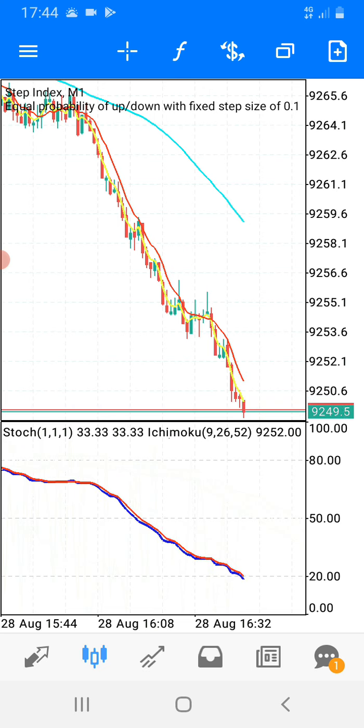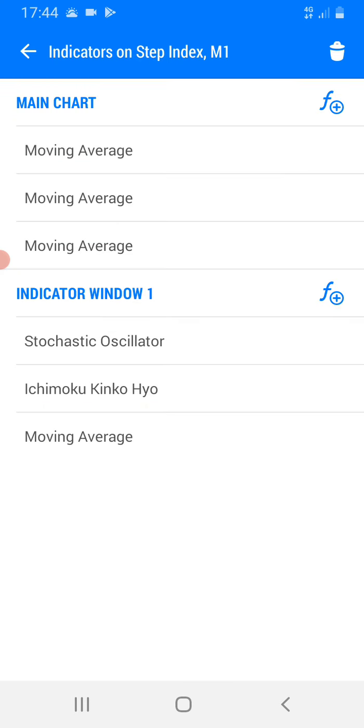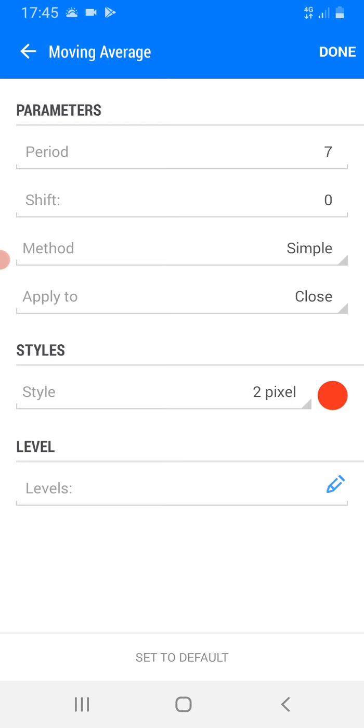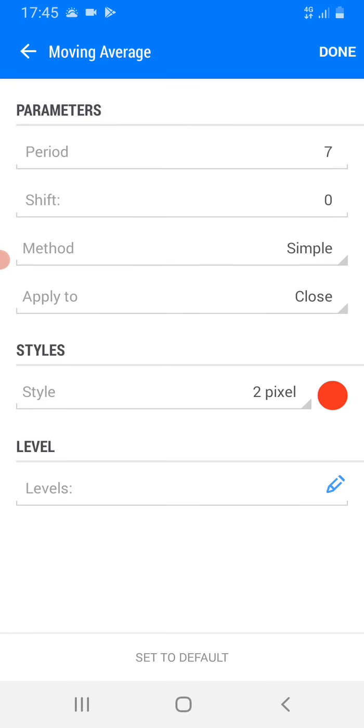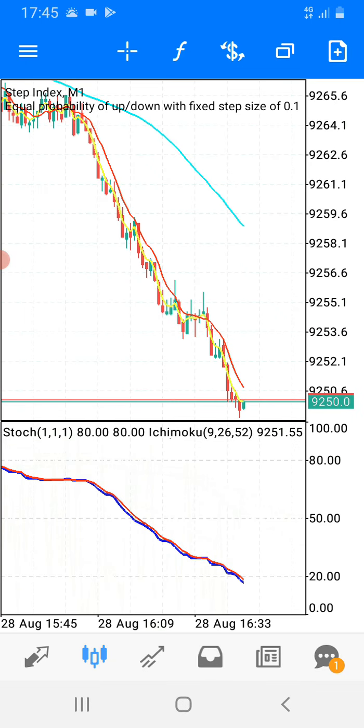So guys, the next indicator you will need is also a moving average. So you can see we are using 6 indicators for this strategy. So the third moving average is going to be period 7, guys. Period 7, shift 0, method simple, apply to close. The style is 2 pixel. You use the color red, then you click done.